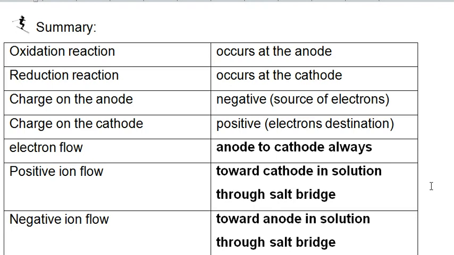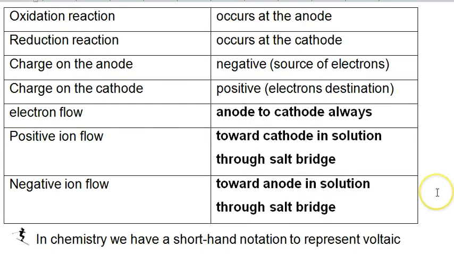Or you can think of it as where, in the internal circuit, the anions, the negative ions, migrate to, which is the anode. Okay? The cathode is considered the positive electrode. And again, it's because it's the destination for electrons, or you can think of it in terms of it's where the cations in solution migrate towards.